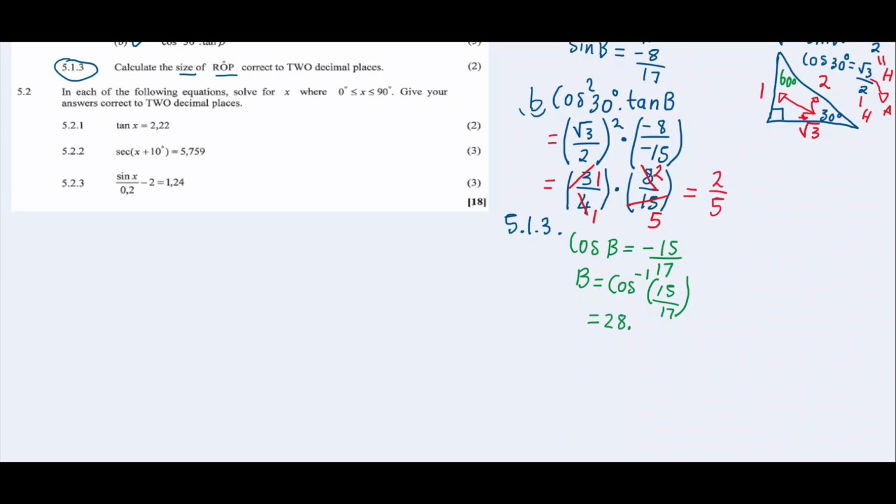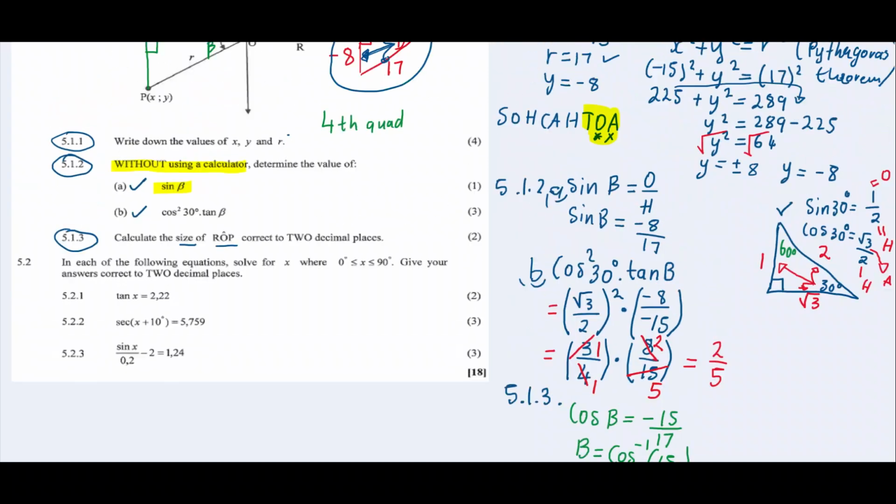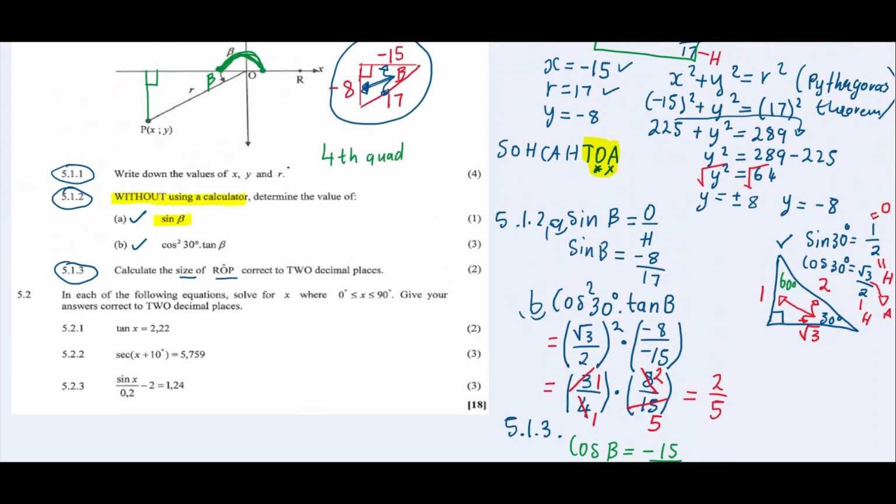The angle gives us 28.07 degrees, right? So this is not the beta angle. Like I said, the beta angle here, the one we got, the 28, tells us the small acute angle that is inside the triangle, right? So the overall angle is going to be 180 plus the answer we got.